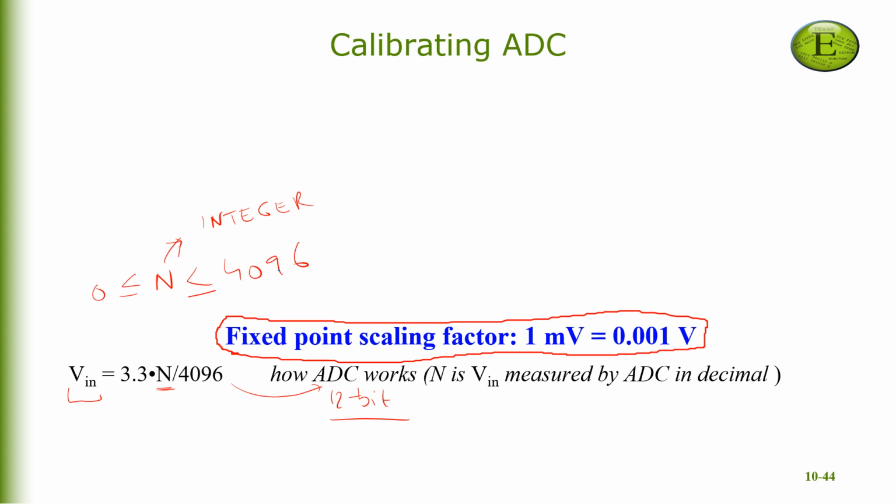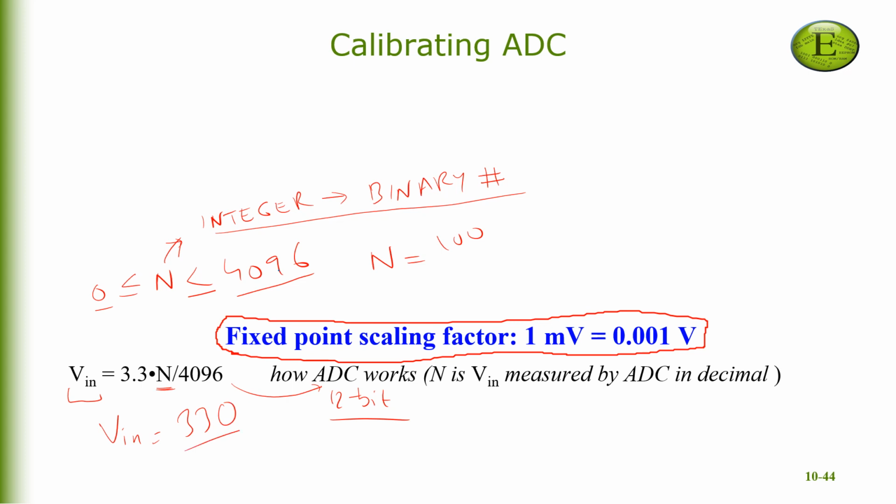This n defines the digital output, so you can convert this integer into a binary number. It can be one of those 4096 possibilities, which lie between 0 and 4095. So in a sense, if n is, let's say, 100, then we are really talking about 330 divided by 4096. This much is the value of the analog input voltage.